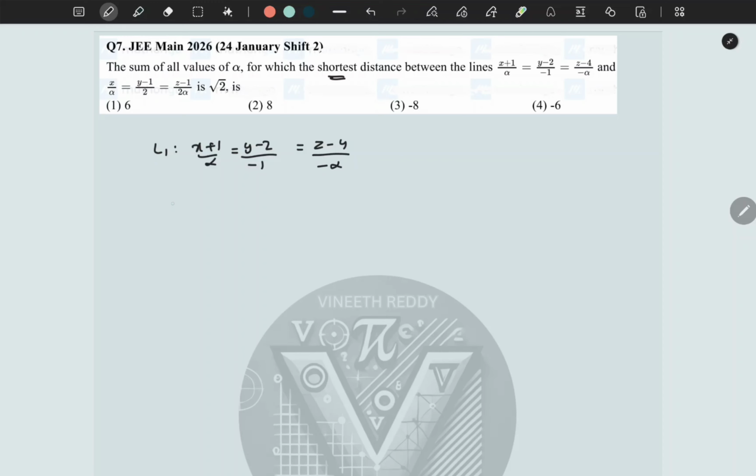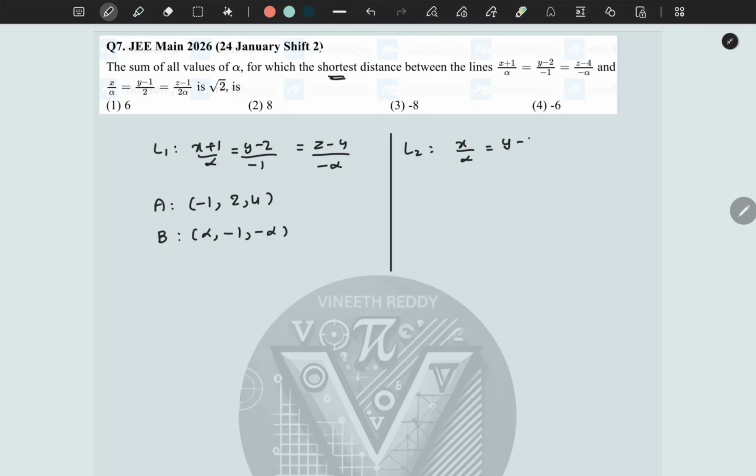Let the fixed point through which the line is passing be point A or vector A, which is minus i cap plus 2j cap plus 4k cap. Point A is (minus 1, 2, 4), and the direction of this line, let me write it as B. Direction ratios will be alpha, minus 1, minus alpha.